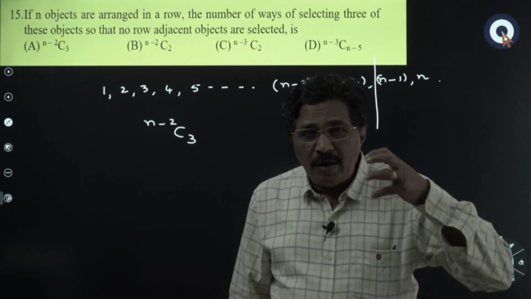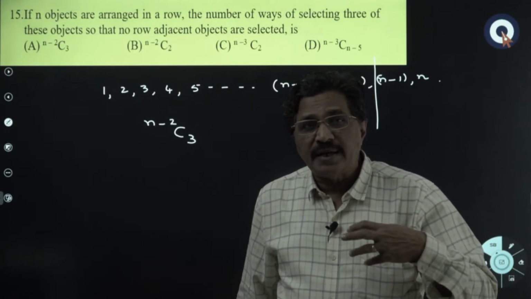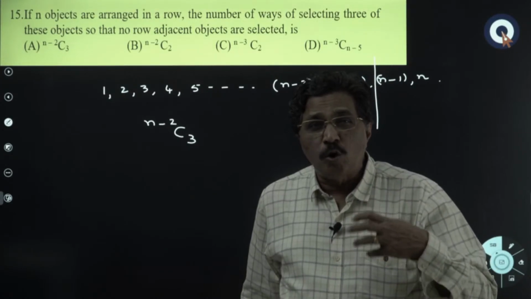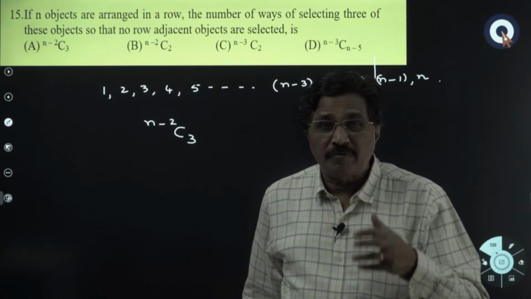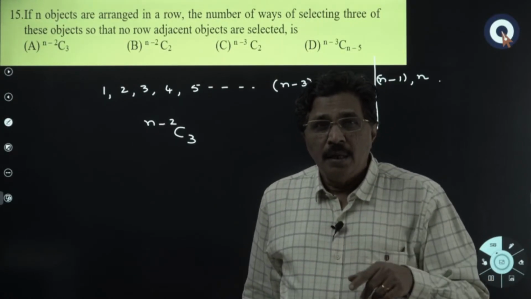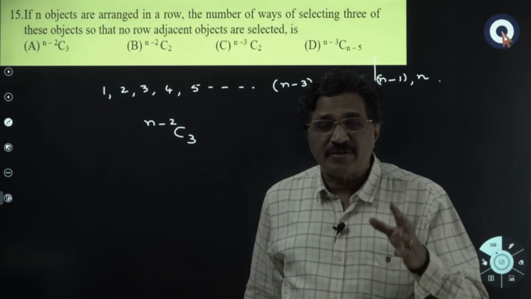So the bijection rule here is that the number of ways of selecting any 3 numbers from the first n numbers placed linearly such that no 2 of them are consecutive is the same as the number of ways of selecting any 3 numbers from the first n minus 2 numbers without any condition. Because when you add 2 to the highest number, 1 to the next highest number, and leave the least, the resulting selections are the required selections.